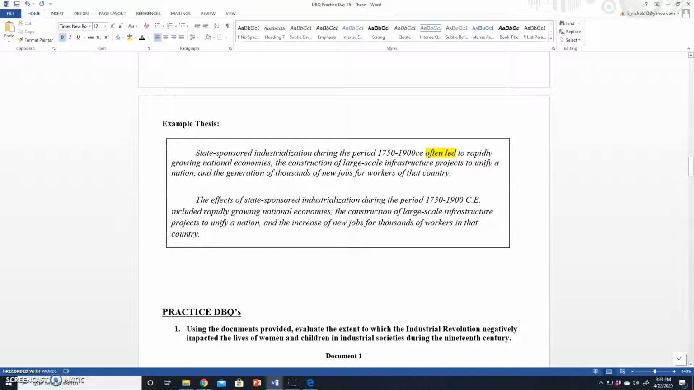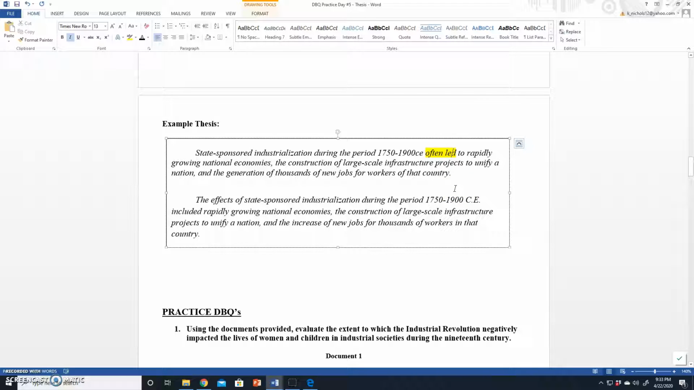Led. It's a three-letter, small vocab verb, but it describes the effects. Something happened that led to this over here. So I restate the question, I have my verb word, and then I now have my three argument points.